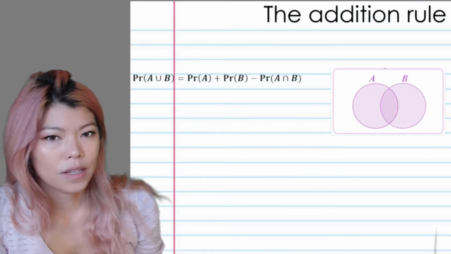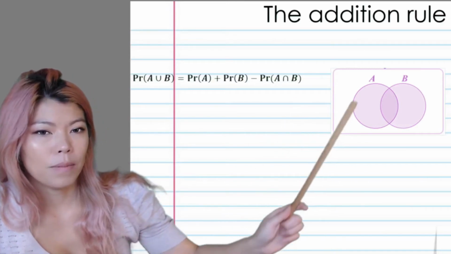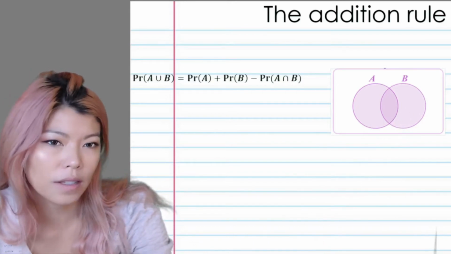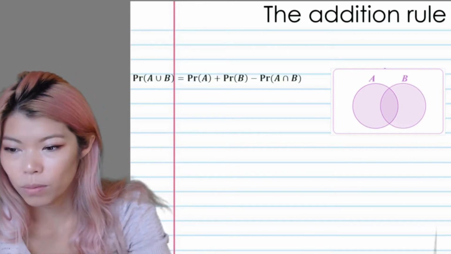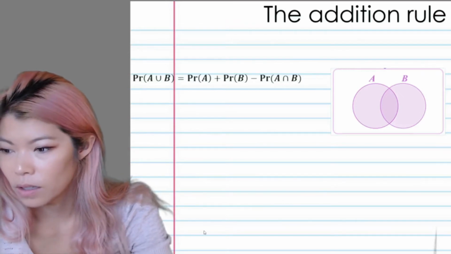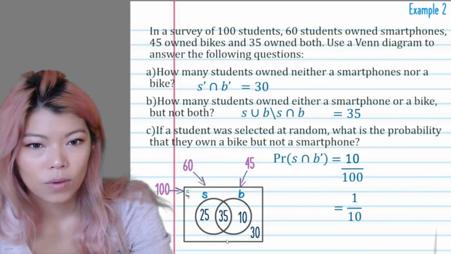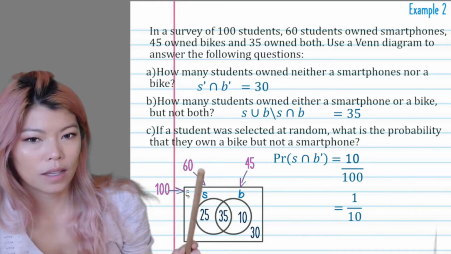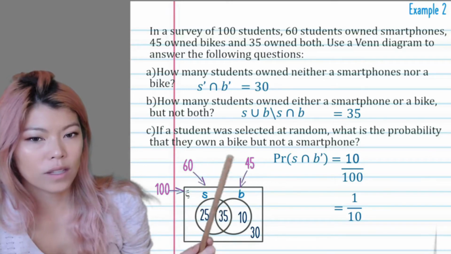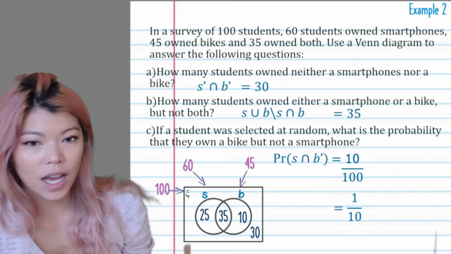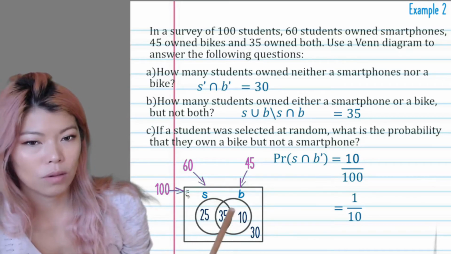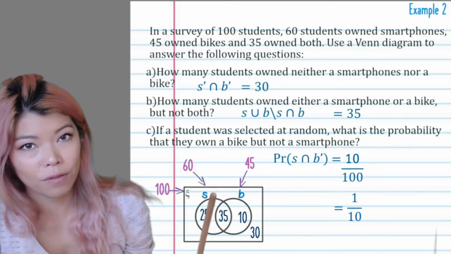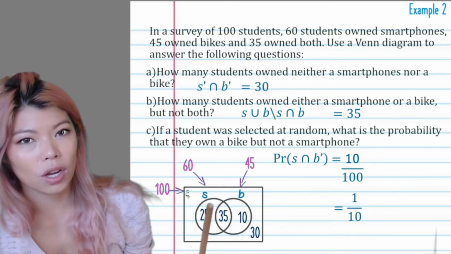So now we can talk about the addition rule. So we can see that A plus B is going to be not A union B because we added the intersection twice. So if I go back to the example before, we can see that if I just simply said S union B and I took 60 plus 45, we can see that we have 105. And 105 is not S union B, is it? 105 is too much. So how come when we add S and B, we get 105? That's because we accidentally added the 35 twice.